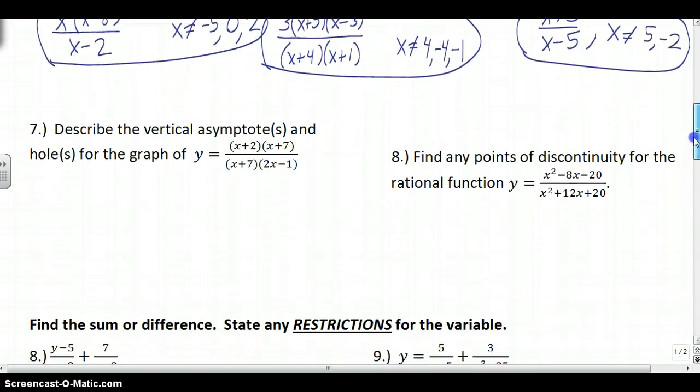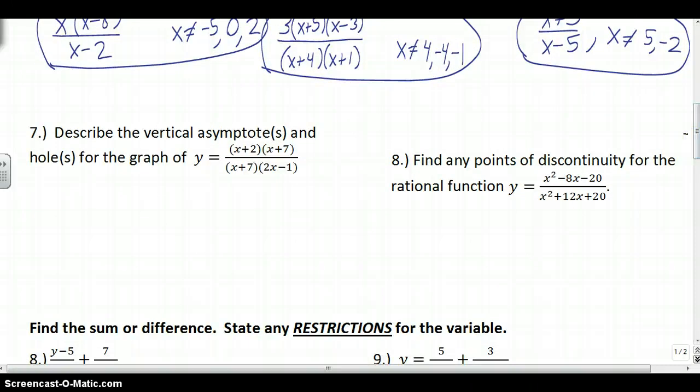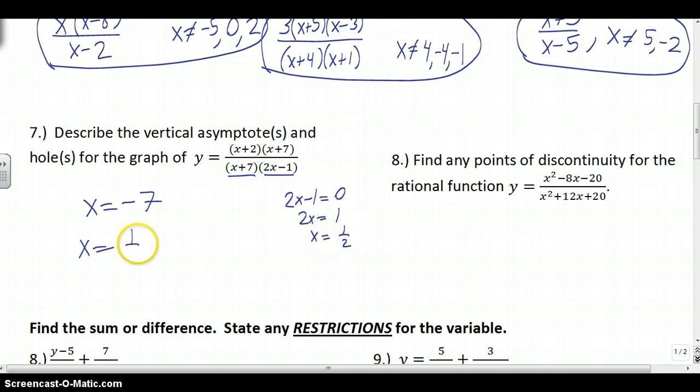Number 7 asks you to describe the vertical asymptotes and holes for this graph. Well, remember, you're just looking at the denominator. What can x not equal? So, the first number that x can't be is negative 7. The other number it can't be, if I set 2x minus 1 equal to 0, is 1/2. Now we just have to figure out holes or asymptotes.